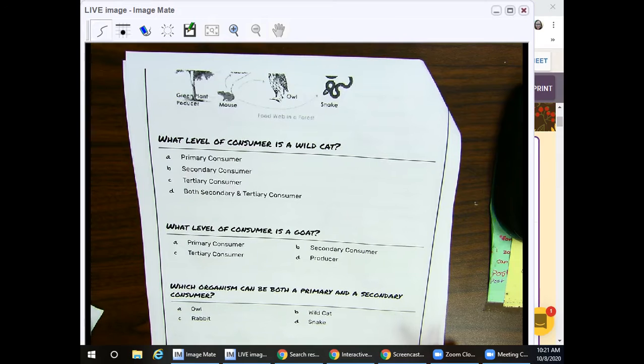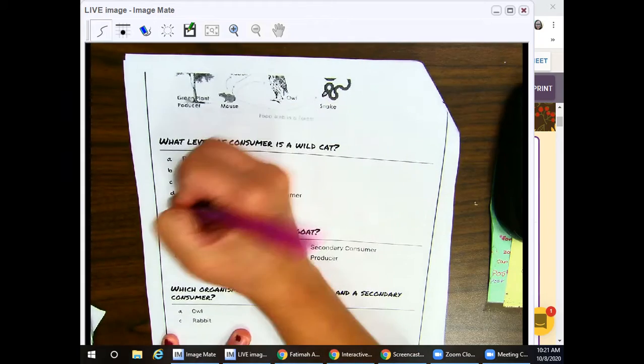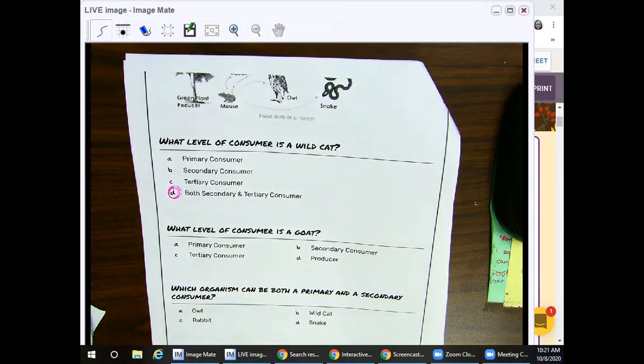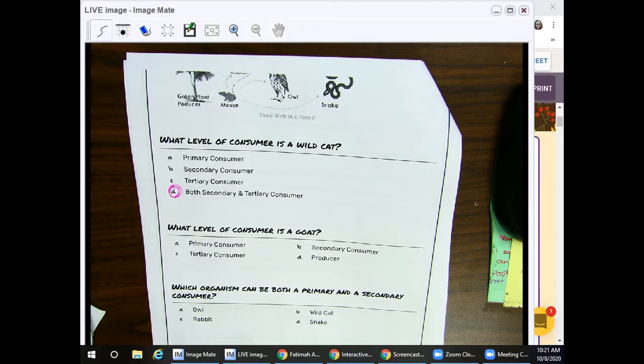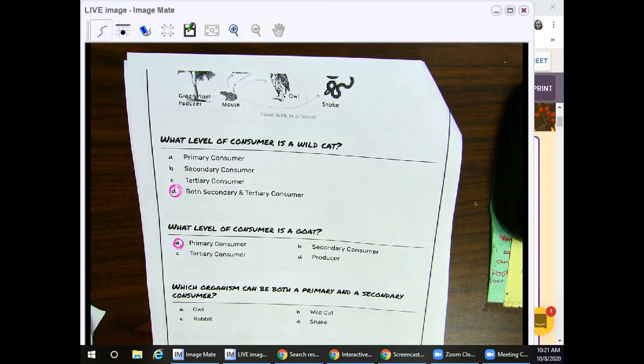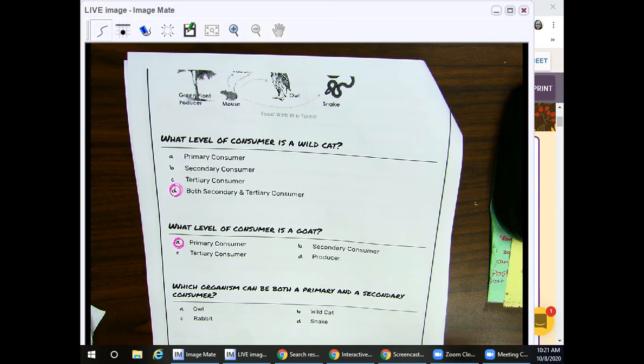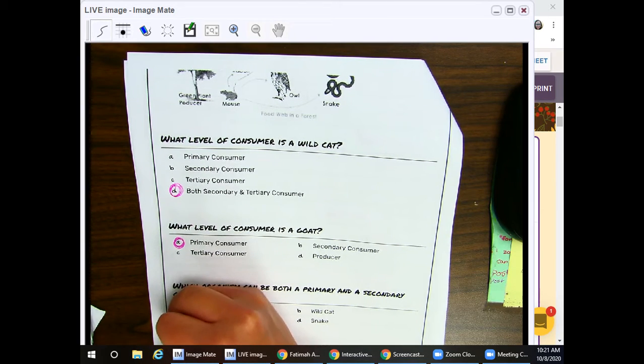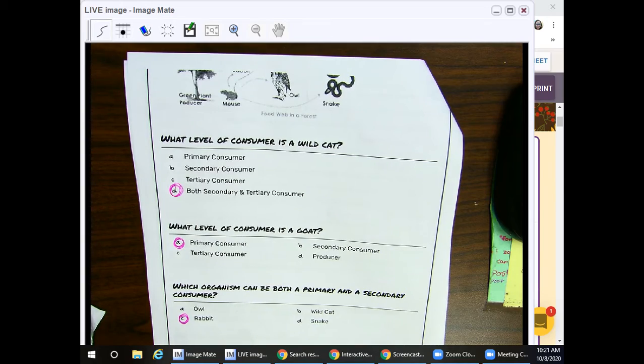What level of consumer is a wildcat? The wildcat can be two different ones. It can be secondary and tertiary. What level of consumer is the goat? The goat's going to eat the grass, so that's primary. Which organism can be both a primary and a secondary consumer? That's the rabbit.